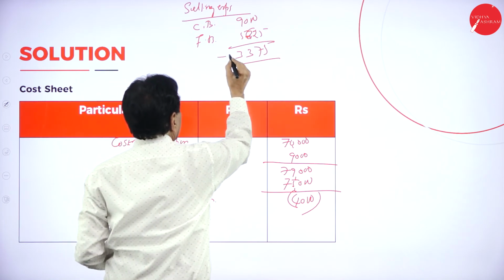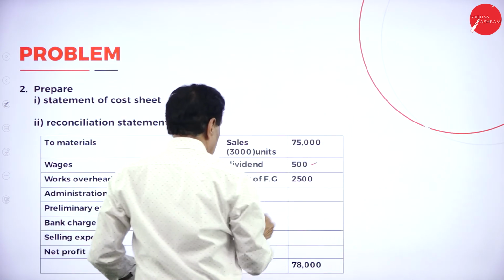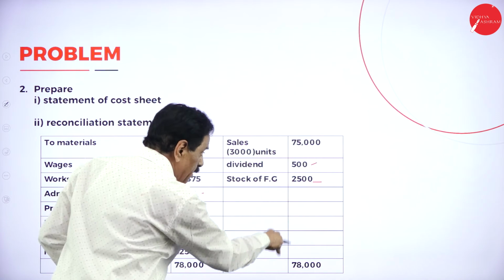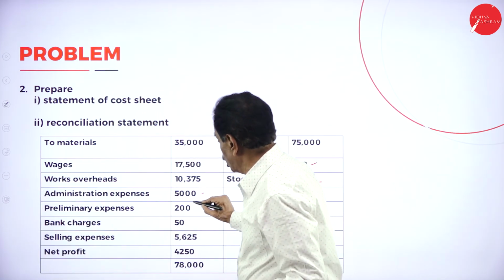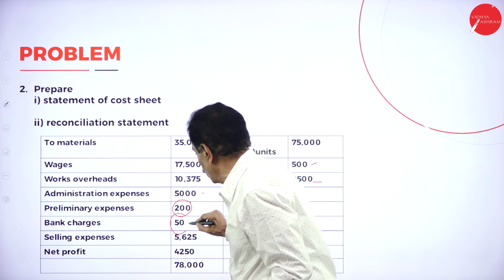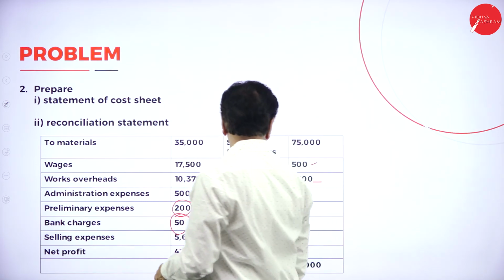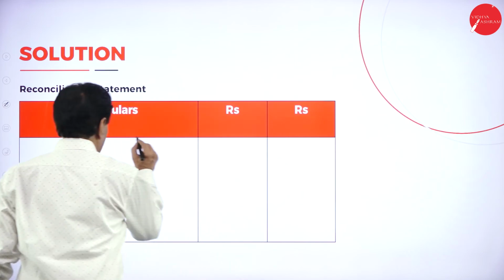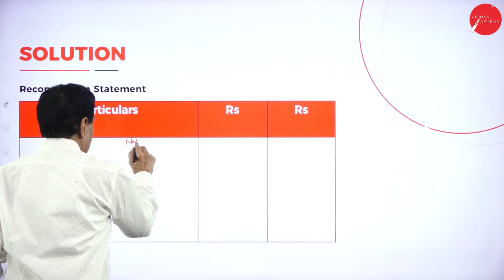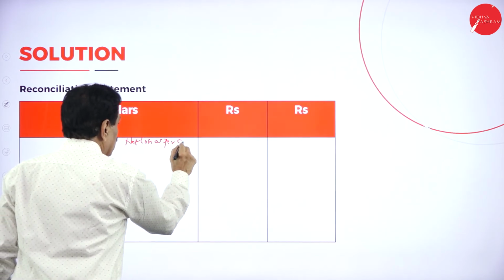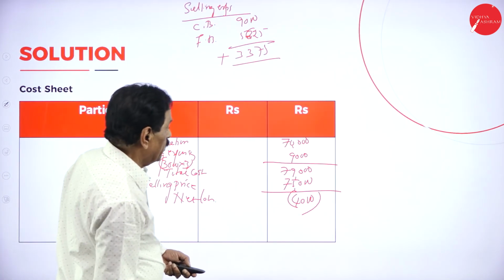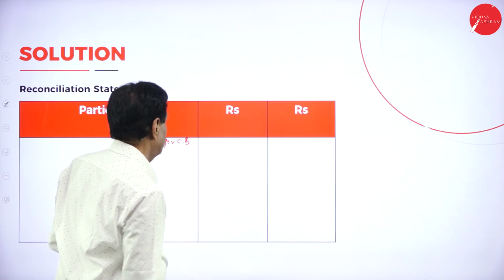To reconcile, add back. Dividend is an income, so both should be added here. Preliminary expenses should be charged, and these two will be deducted. So we'll go with net loss as per cost book. What's your net loss? 4,000.